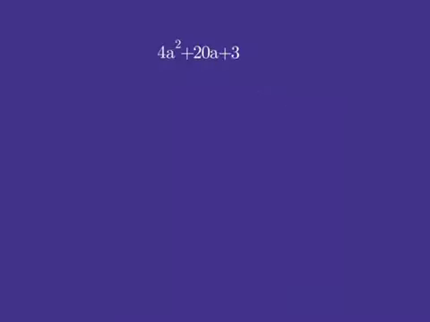Again, we're going to start by checking for a greatest common factor. There isn't one for this one, so we are going to multiply a times c, so 4 times 3 is 12. So we're going to look for factors of 12 that add to equal 20. So our options are 1 and 12, 2 and 6, or 3 and 4. If you look, none of them add to equal 20. So we get sums of 13, 8, and 7.